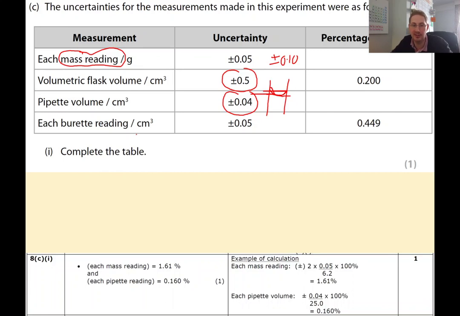So looking at the answers, each mass reading, well, there's 2 of those, so that's 0.1 over 6.2 grams times by 100%, 1.61%. And the pipette volume, we don't double. The total error in the pipette is 0.04 centimeters cubed. The amount taken was 25 centimeters cubed, so that's 0.160. Okay, do make sure you're recording it to the appropriate precision, which looks like it is 3 significant figures.